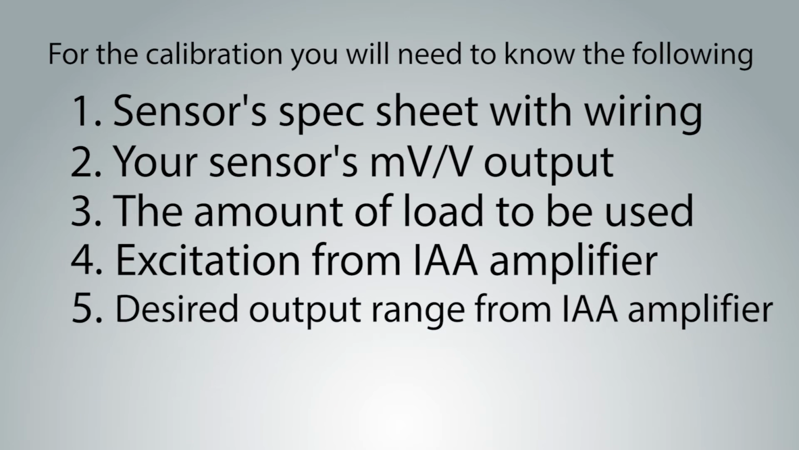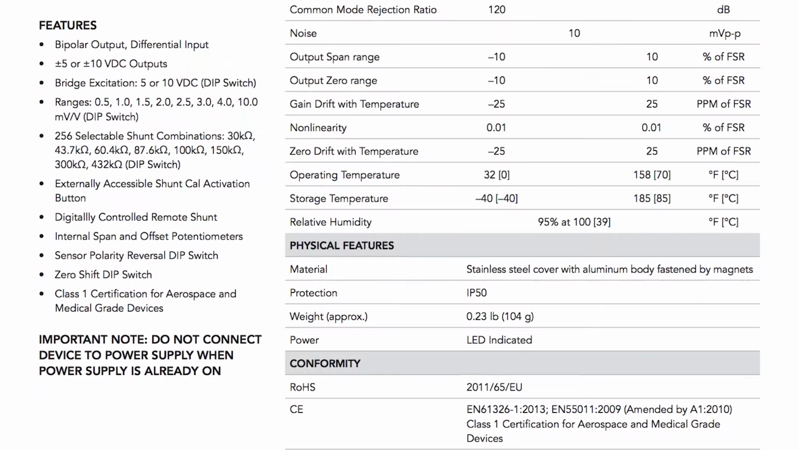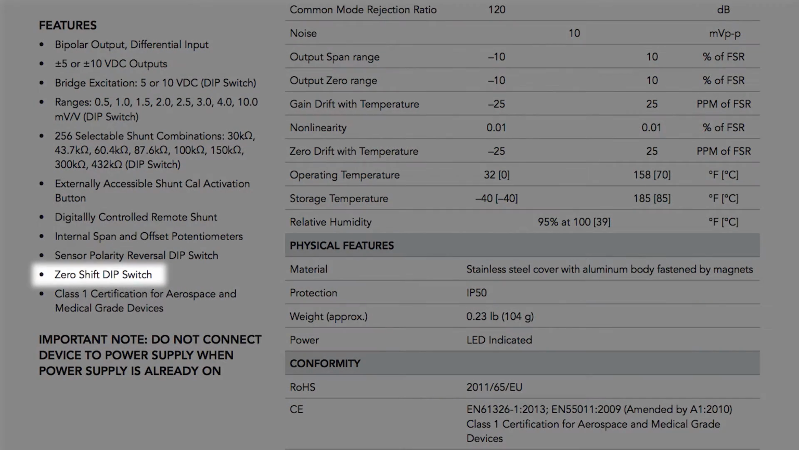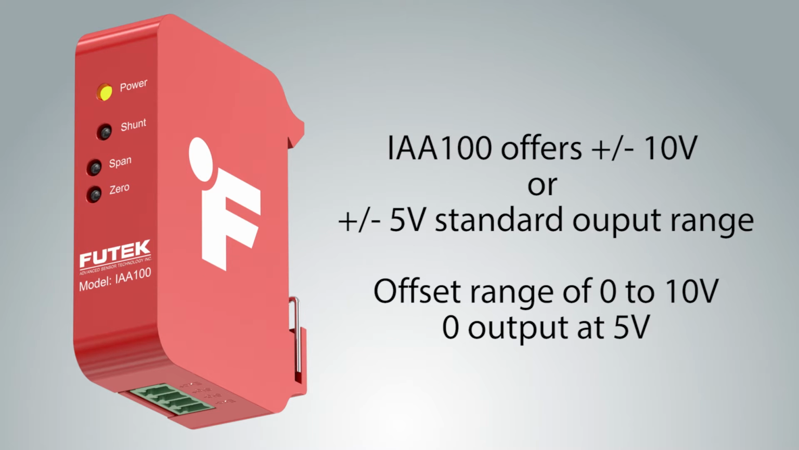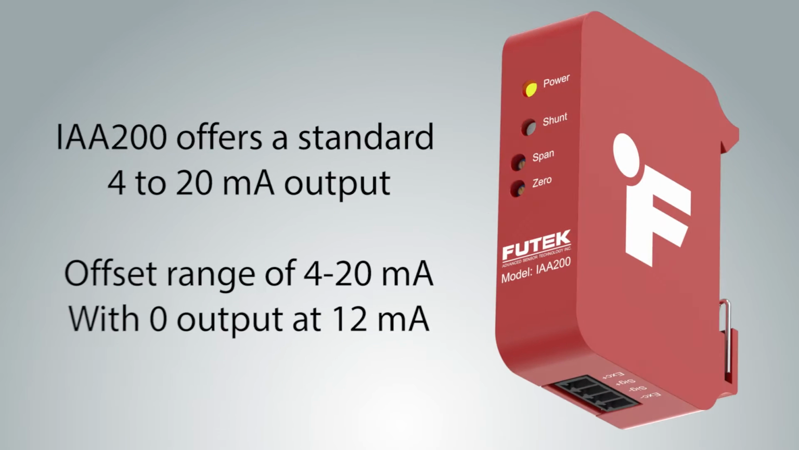Number five, desired output range from IAA amplifier. The IAA amplifier offers a standard output range or an offset range where the zero is shifted to the middle of the positive output. The IAA 100 offers a plus or minus 10 volts or plus or minus 5 volt standard output range and an offset range of 0 to 10 volts with the zero output at 5 volts. The IAA 200 offers a standard 4 to 20 milliamp output and an offset range of 4 to 20 milliamps with the zero output at 12 milliamps.